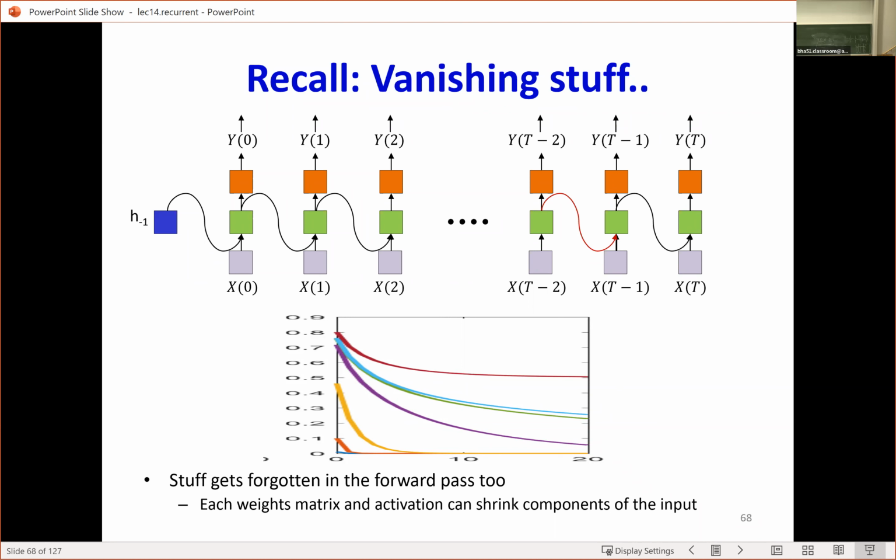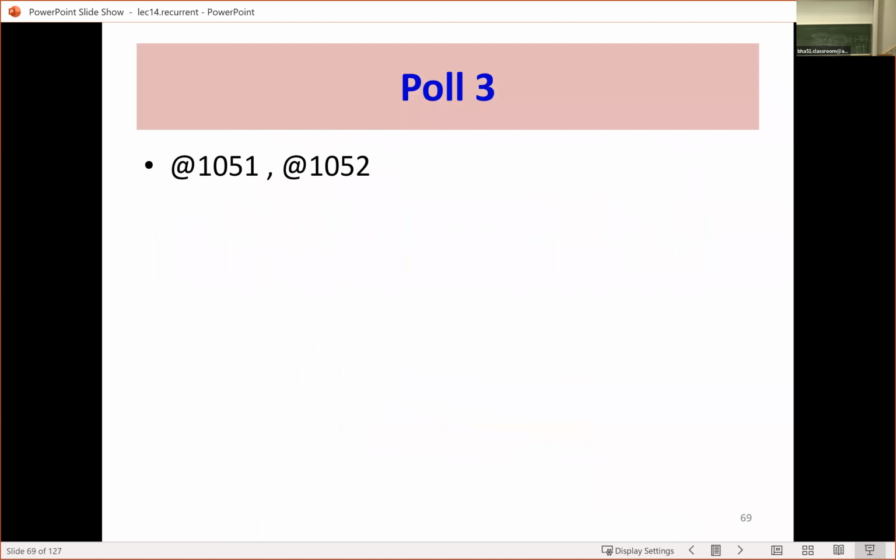So let's solve this problem. Let's get rid of the parameters. The issue was that you want to have this network which learns to remember things, right? But the problem is, okay, first you have a poll, that's a problem.